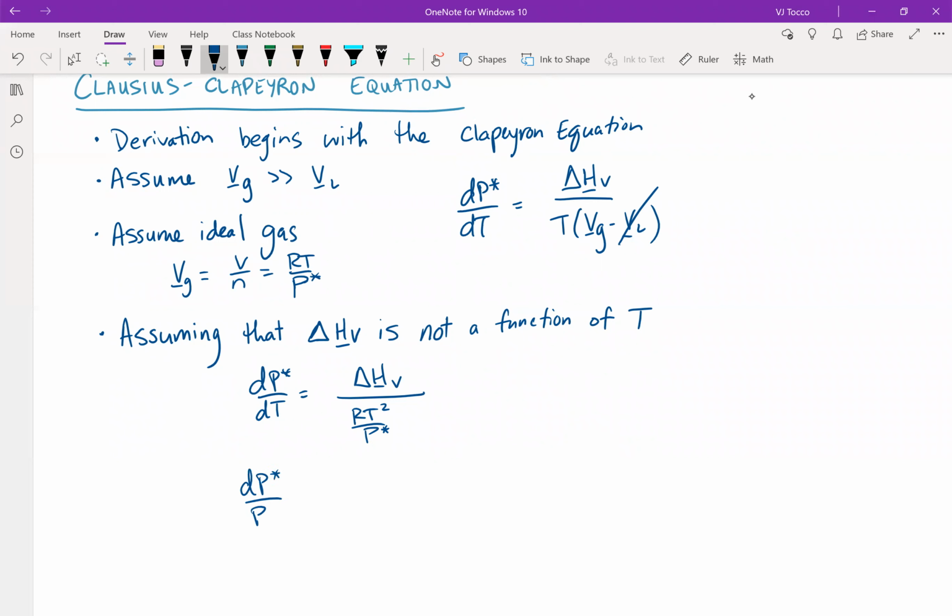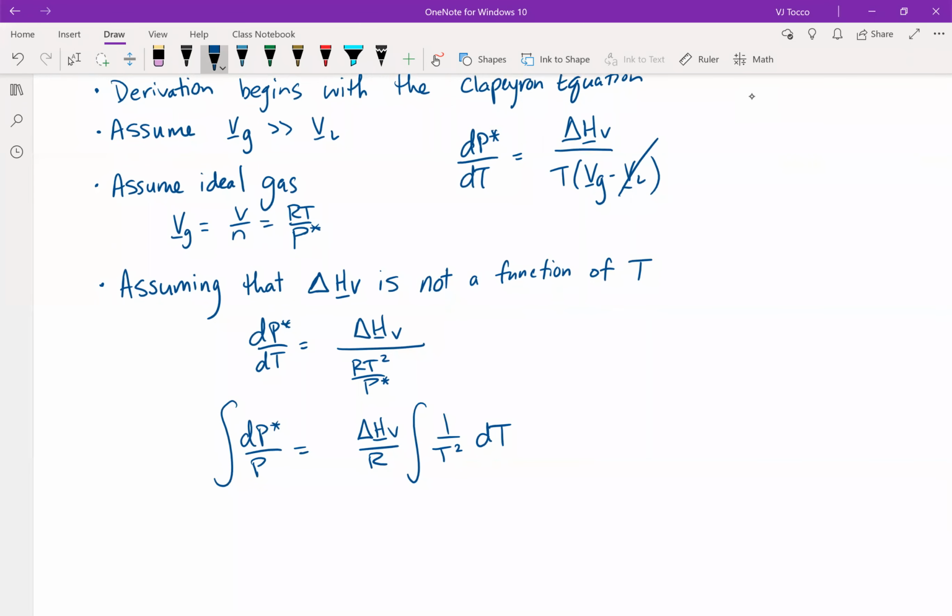So dP star over P star is equal to minus delta HV over R, 1 over T squared dT. And when I integrate this expression now, I can take the delta HV over R out of the integral because they're both constants, at least with respect to temperature, or at least that is what I'm assuming. So the integral of dP star over P star is ln of P star. So ln of P star is equal to delta HV over R, and the integral of 1 over T squared is minus 1 over T. And this is the final derivation of the Clausius-Clapeyron equation.